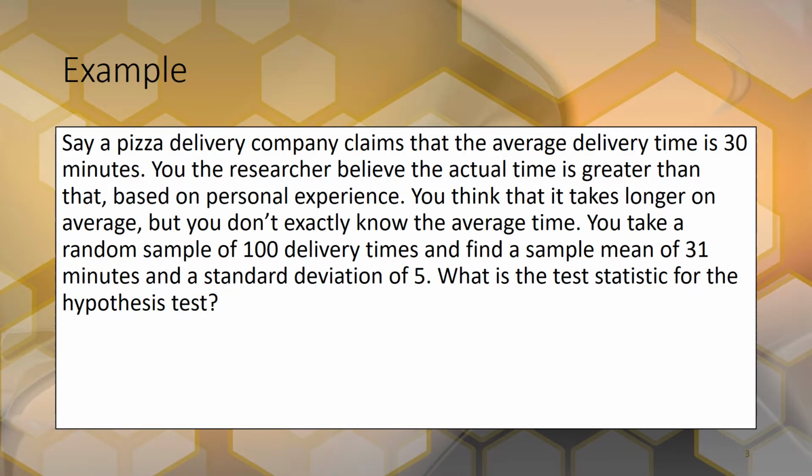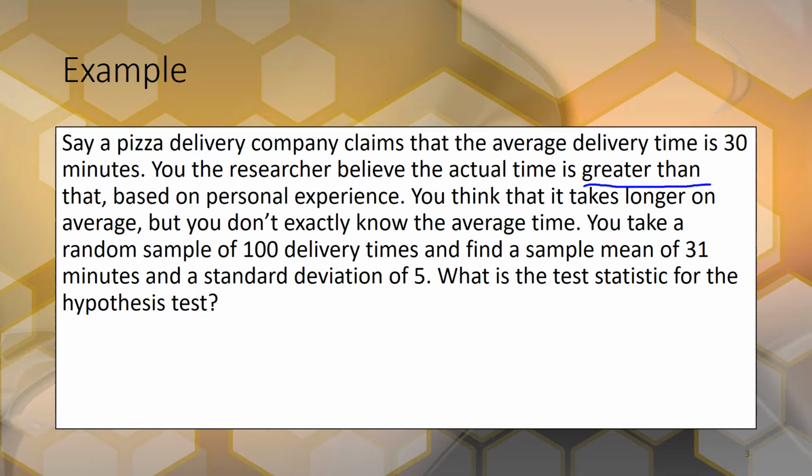Here we're going to have an example that's almost like our previous example for the z statistic, but there's going to be a little bit of a difference here. It says, say a pizza delivery company claims that the average delivery time is 30 minutes. You, the researcher, believe the actual time is greater than. So greater than is important, just like before. That's going to determine our research hypothesis. Greater than that based on personal experience. So you think the time takes longer, but you don't know exactly the average time.